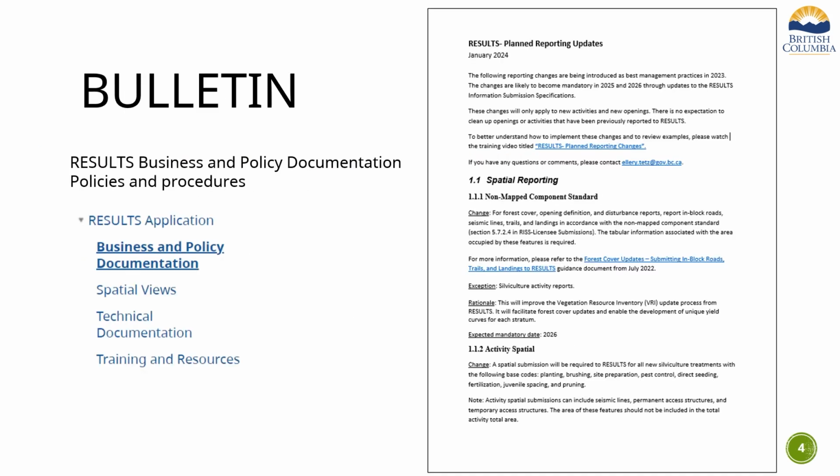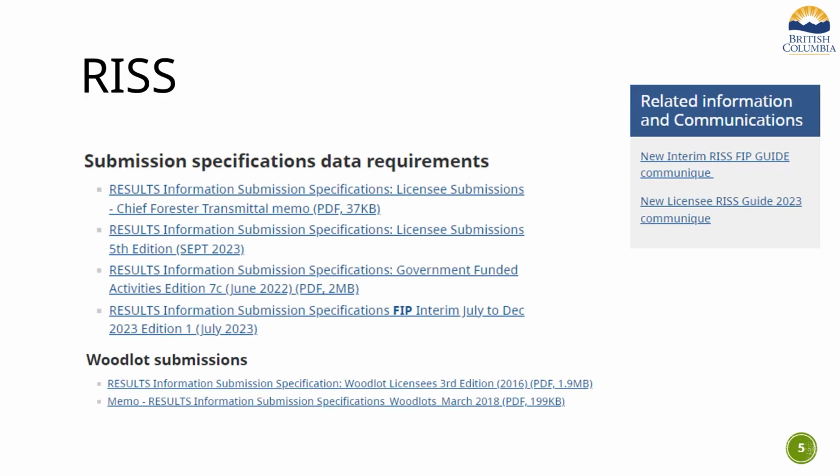Until the changes become mandatory, they will be outlined in a results communications bulletin that's going to be posted on the same web page as the RISR guidance documentation. If you're on the results distribution list, you'll have received it in your email. As the changes become mandatory between 2025 and 2026, they will be incorporated into the results information submission specification documents. These are posted on this webpage as submission specifications data requirements.